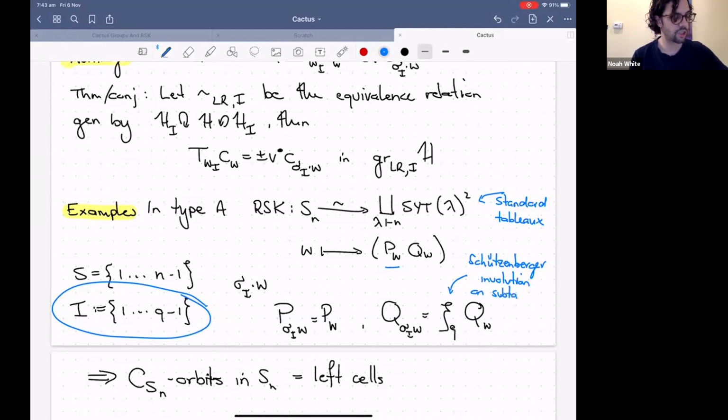And it's the Schützenberger involution on the sub-tableau with numbers 1 through to q. Essentially, you have a tableau, you look at the first q boxes and you apply this Schützenberger involution. It's some combinatorial involution. It's not so hard to compute. And then this gives you the action of the Cactus Group. The upside of this is that the orbits of the Cactus Group are the left cells. This Cactus Group action is transitive on left cells, so that's quite important.